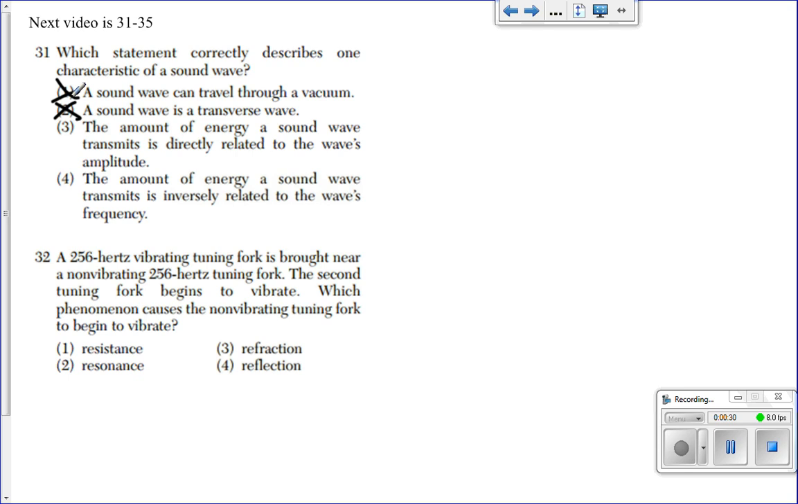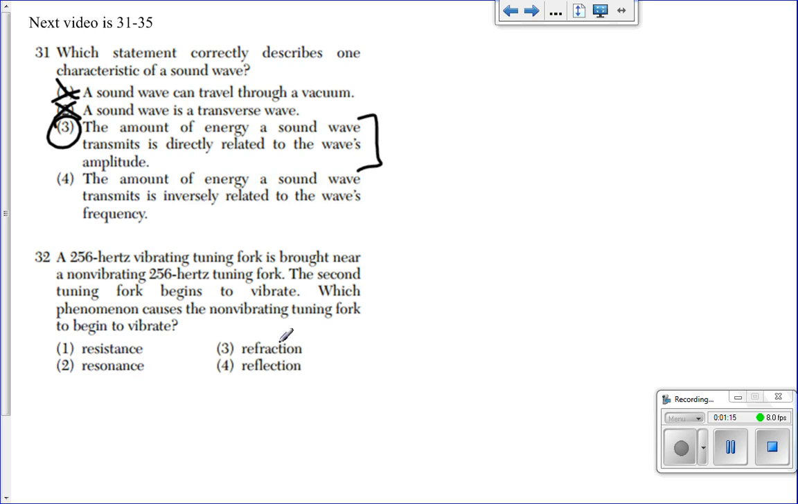All right, the next two answers relate to energy. Now energy in sound relates to volume. Higher volume will mean more energy. And volume, if you recall, is related to amplitude. So here we have energy relating to amplitude, and that is a good one. When it says inversely related to frequency, there's a bunch of things that are inversely related to frequency. Period is inversely related to frequency, and wavelength is inversely related to frequency, but energy is not one of those things. So that can be a little tricky if you're not careful.